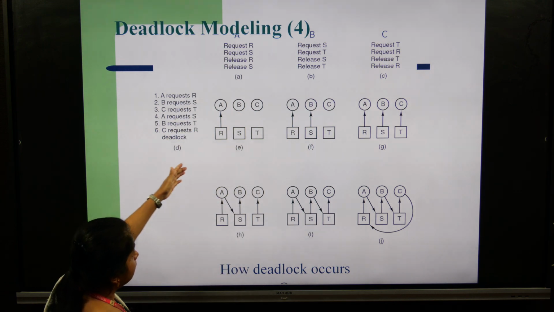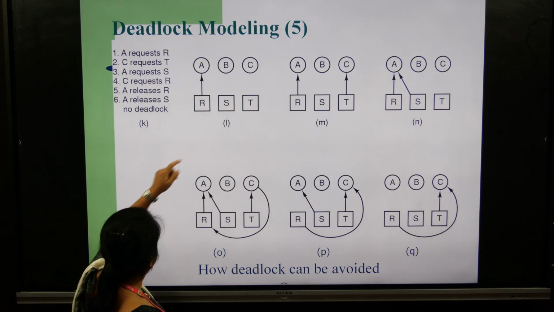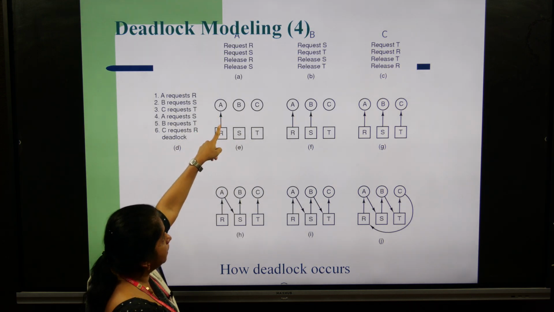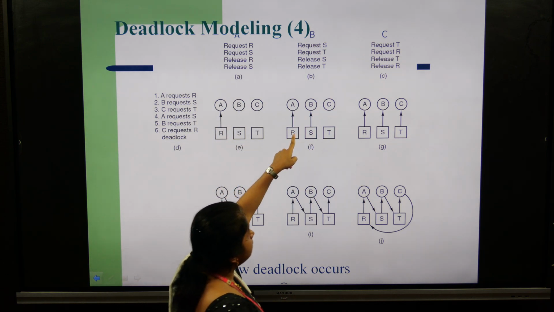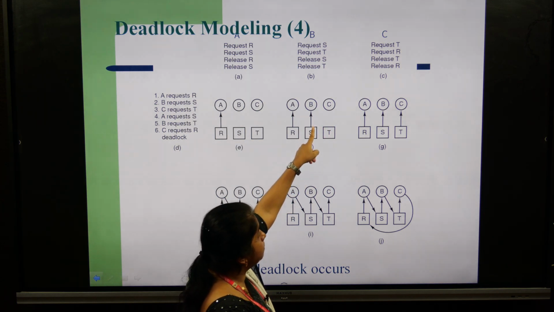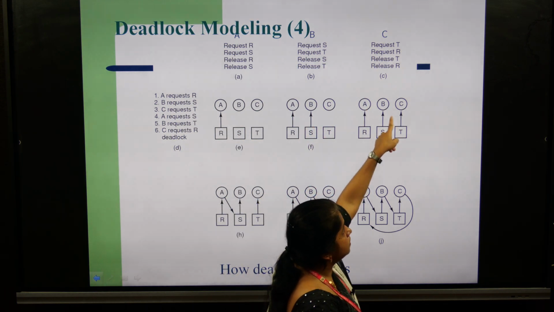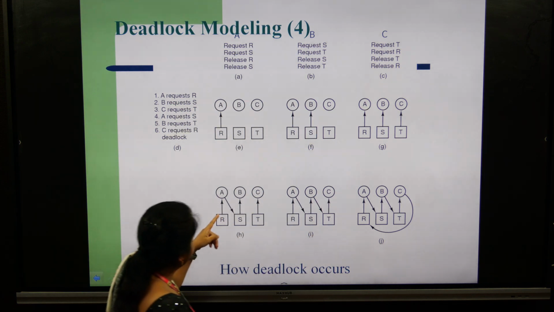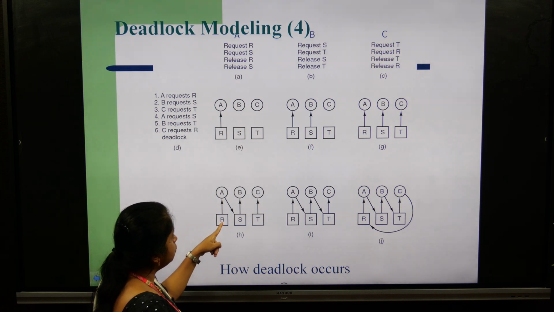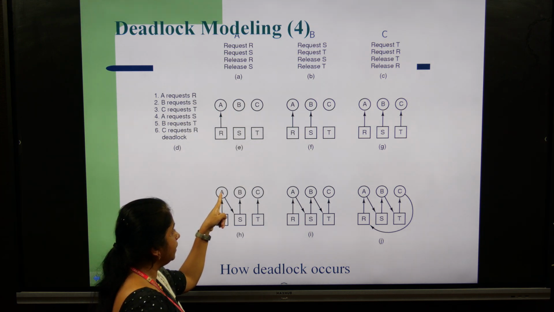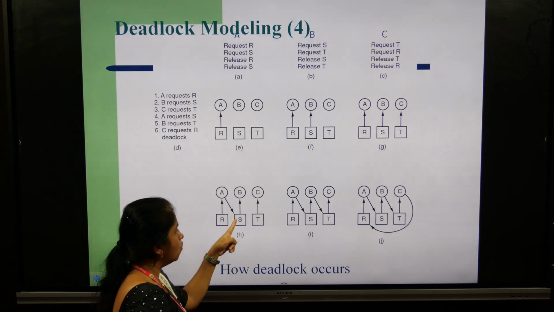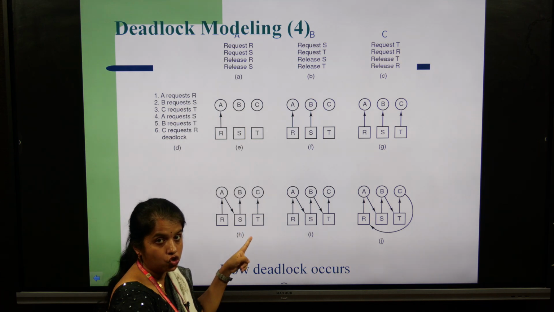Here is an example wherein resource A is requested by process A. Here resource R is requested by process A and resource S is requested by process B. Here three resources are requested by three processes. Here the next condition will be: process A is already using resource R and it wants resource S also.